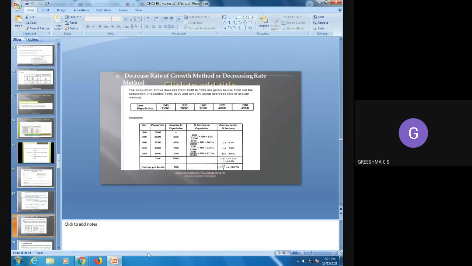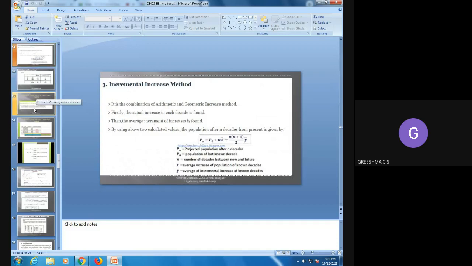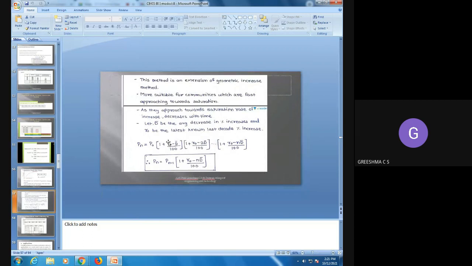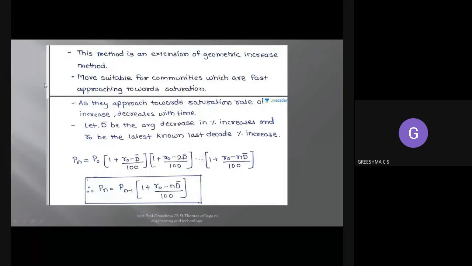Wait, I'll show you the equation once again. See, this is the equation. Pn is equal to P0 into 1 plus R0 minus D dash divided by 100. This is for the first decade. For the second decade, it is 1 plus R0 minus 2D dash by 100. I think all of you got confused. I will clear it right now. I'm sorry.